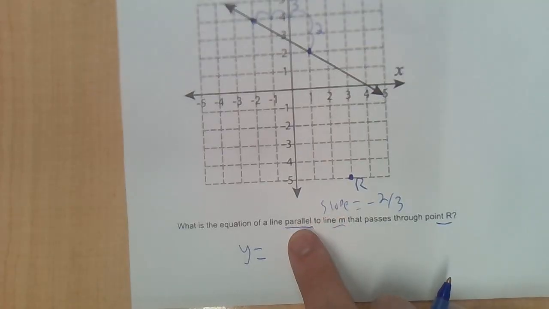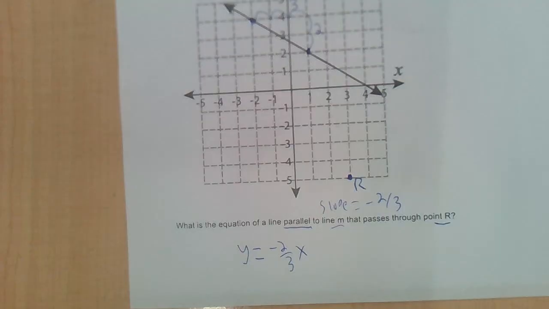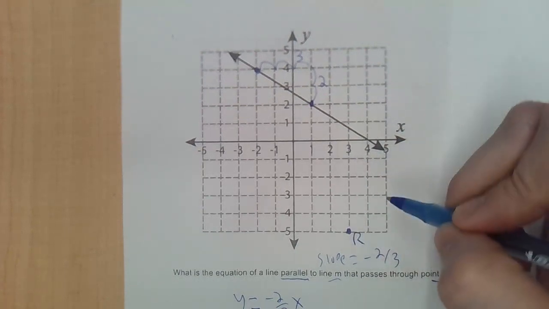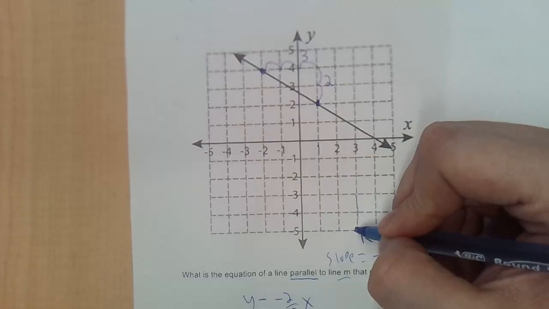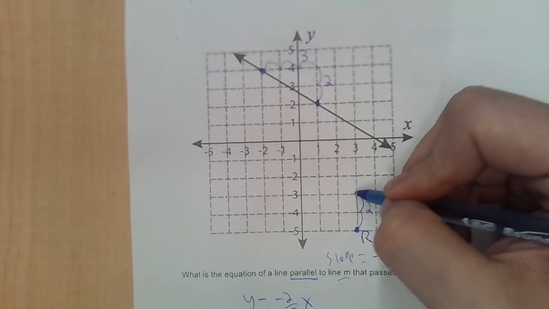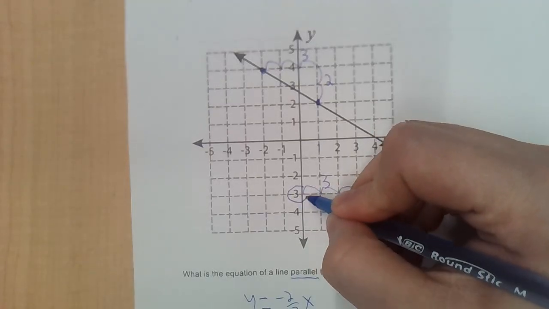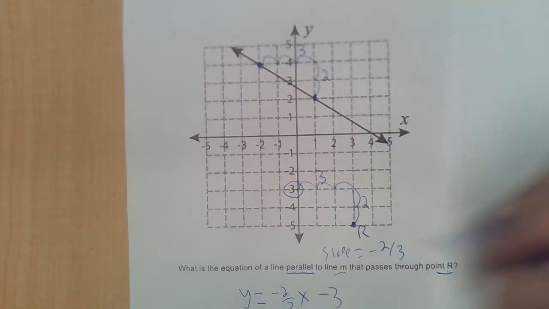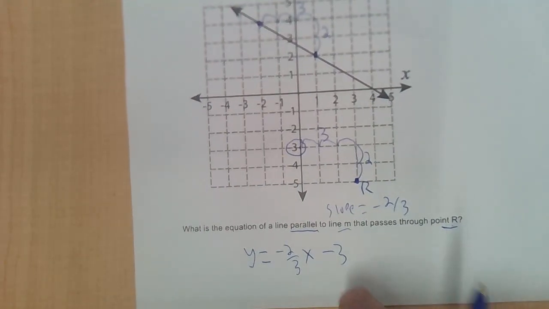Parallel slope stays the same, so this is also going to be negative 2 over 3. And then we have to put the x in for the equation. Now it passes through point R. From point R, it's going to go in the same direction as the line. So we're going to go up 2, 1, 2, over 3, 1, 2, 3. And the y-intercept lands right there at negative 3. So our equation is y equals negative 2 over 3x minus 3.